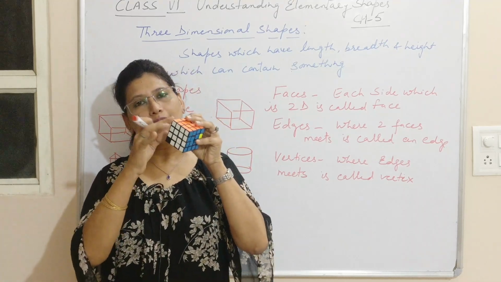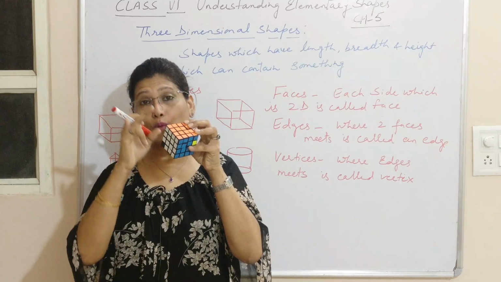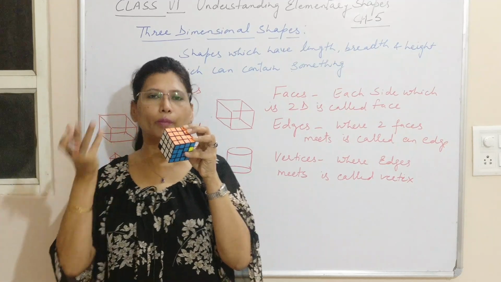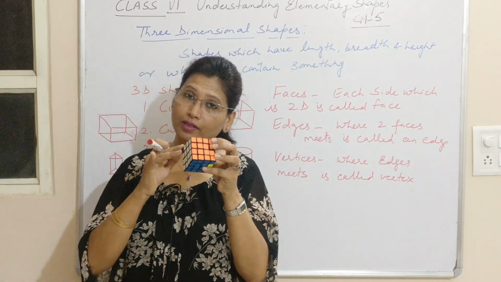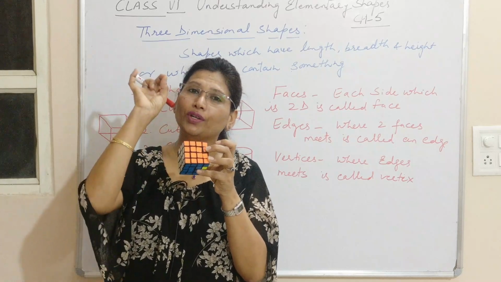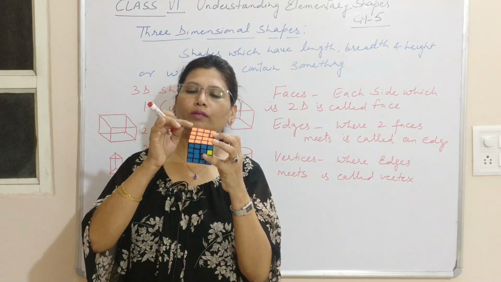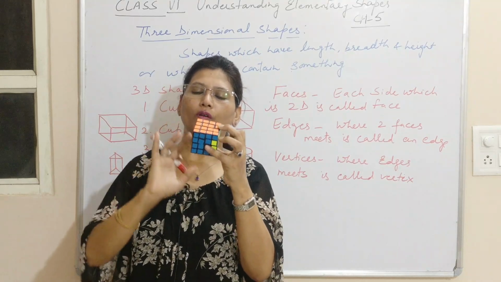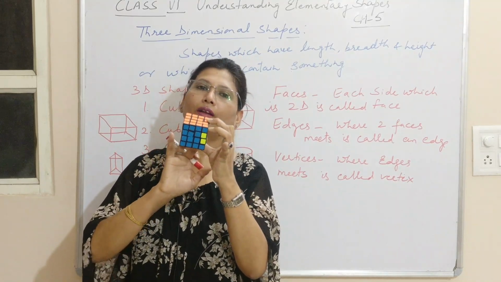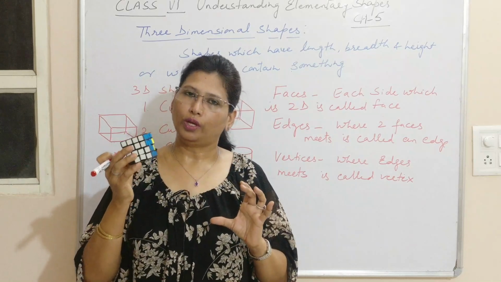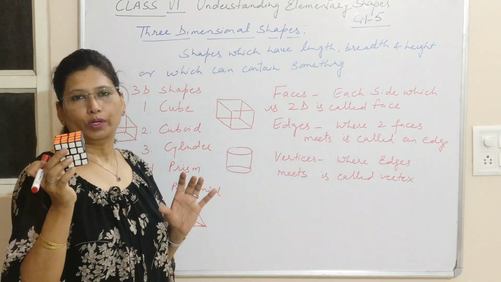How many vertices? A vertex is where there is a corner, tip, point. I just tell the students to remember it that way. Edges are the lines and vertices are the points. Okay. So the vertices are 1, 2, 3, 4, 5, 6, 7 and 8. So we have 8 vertices.